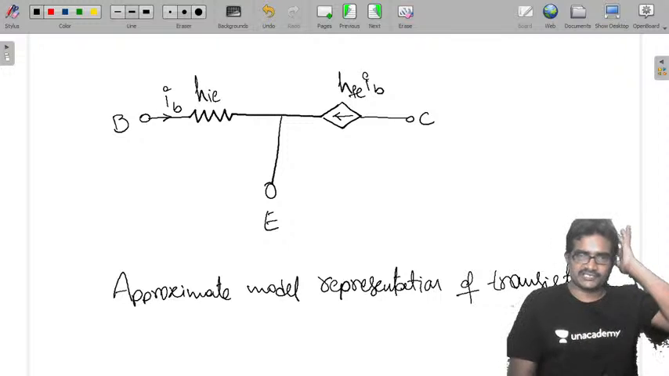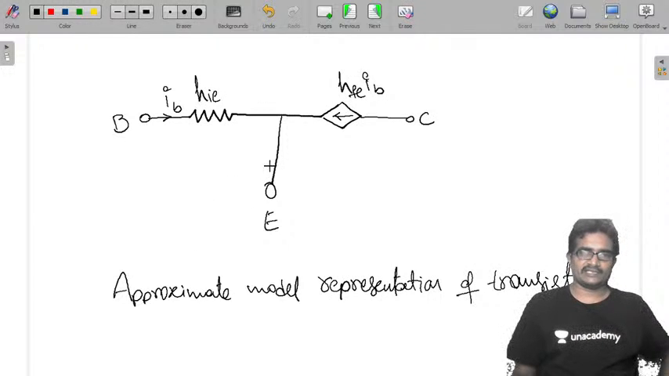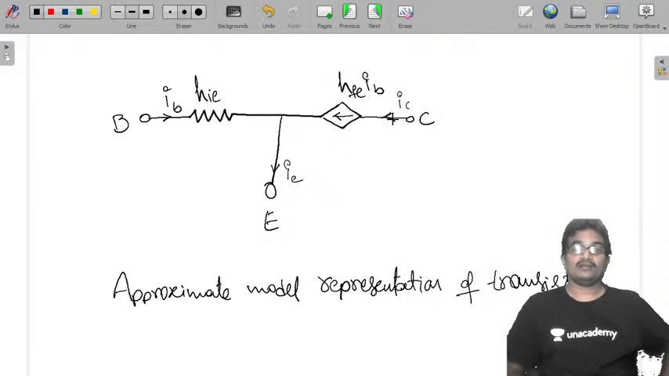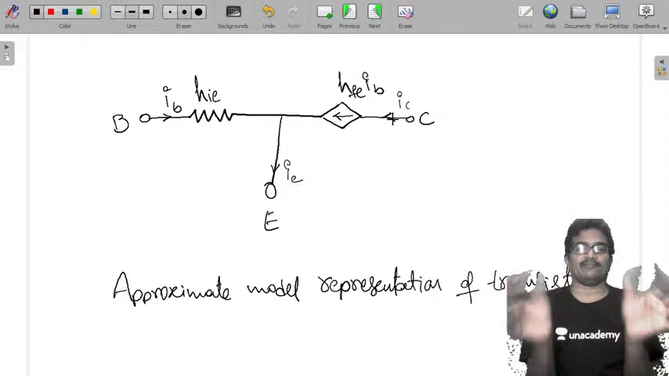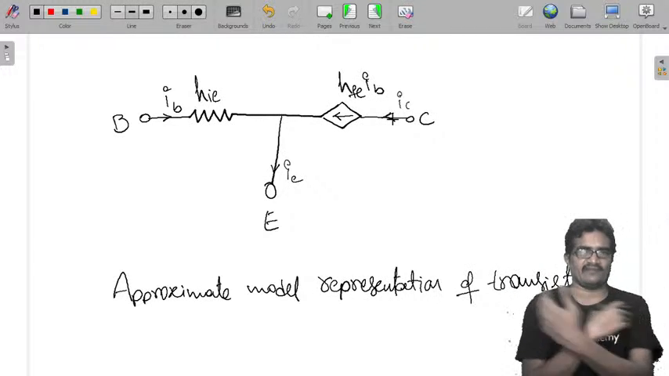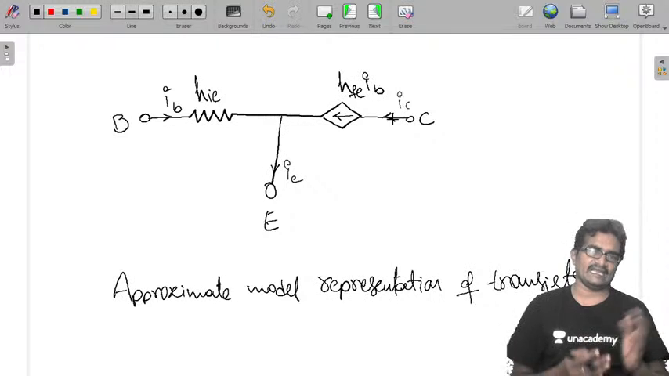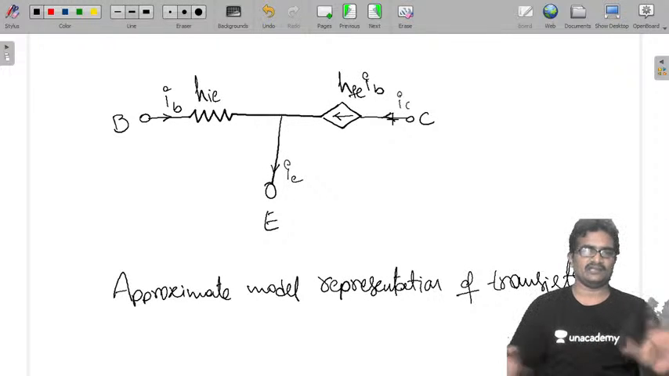Approximate model representation of transistor. This is the emitter current. This is the collector current. Now you can replace this in any amplifier, CE, CB, CC, wherever you can replace it. Directly you get the values. No need to do any conversion.